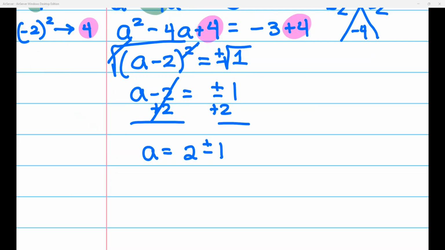So when you go through the top, 2 plus 1, the answer is going to be 3 as one of your answers. And when you go through the bottom, 2 minus 1, the answer is going to be 1 for your other answer. So this one doesn't have any of those crazy square roots. It's just 3 and 1, and that's it, okay?